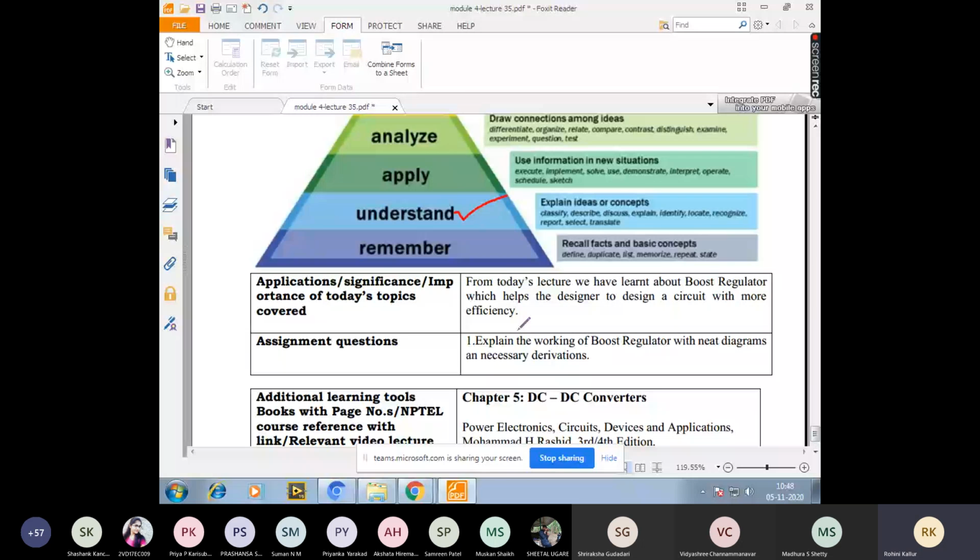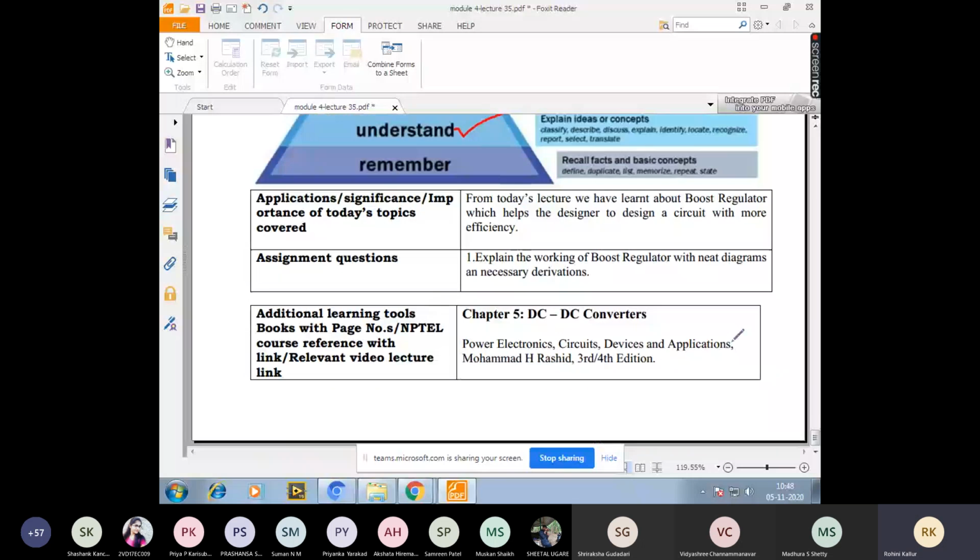So the first one was the buck regulator, the second is the boost regulator, and tomorrow in the next class we are going to do the buck boost regulator, which will be very similar to the buck regulator. For your additional reference, you can refer back to chapter number 5, that is DC to DC converters, of the Muhammad Rashid text.